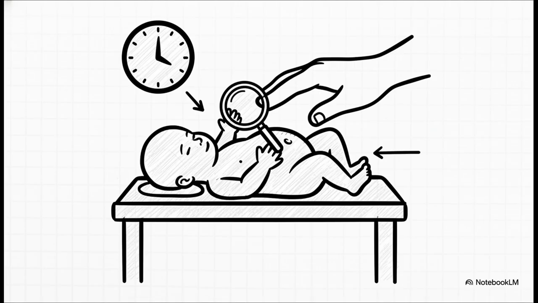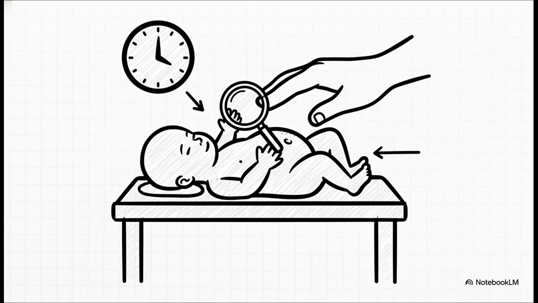The absolute most obvious, of course, is an absent anal opening upon that initial physical exam. But other vital diagnostics include abdominal distension or maybe a failure of the newborn to pass any meconium within their first 24 hours. Clinicians are also going to look really closely at the perineum itself.